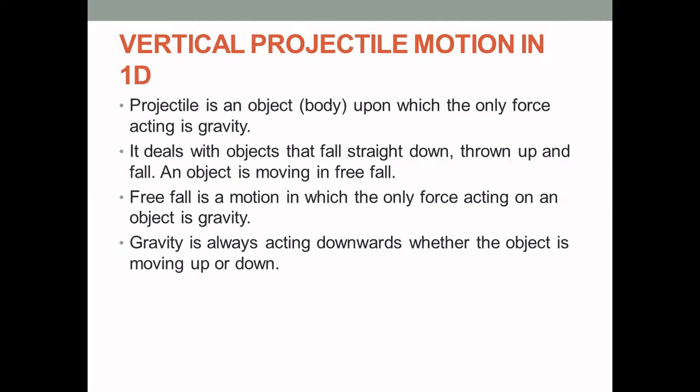An object is moving in free fall. So what is a free fall? Free fall is a motion in which the only force acting on an object is gravity. Gravity is the force, of course, that the earth exerts on an object that is above its surface. So gravity is always acting downwards, whether the object is moving up or down.